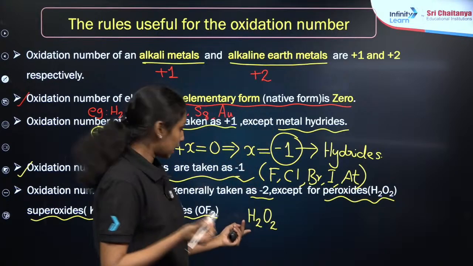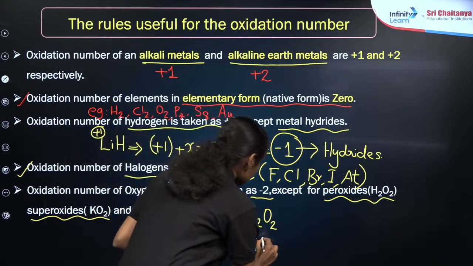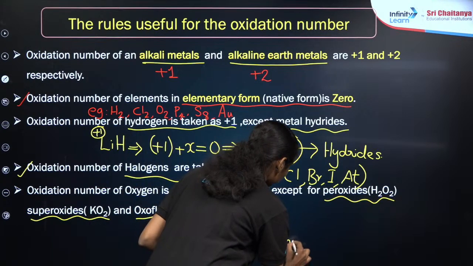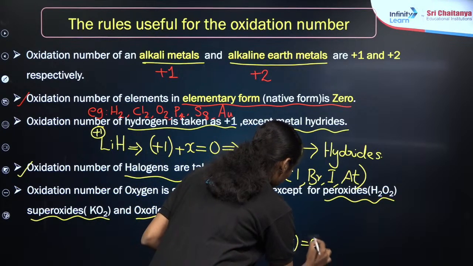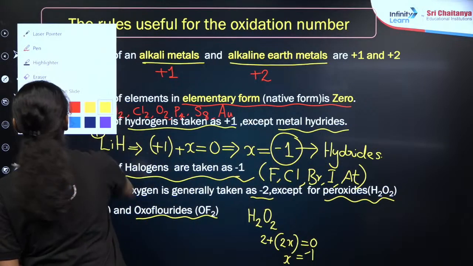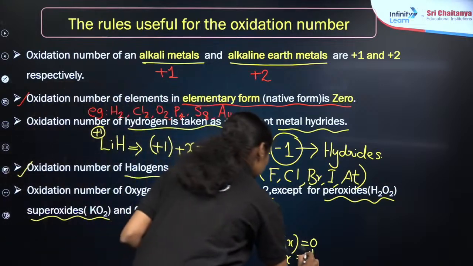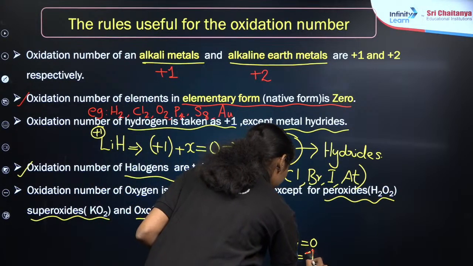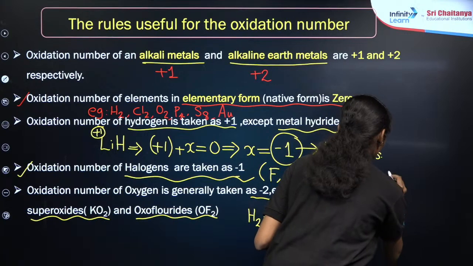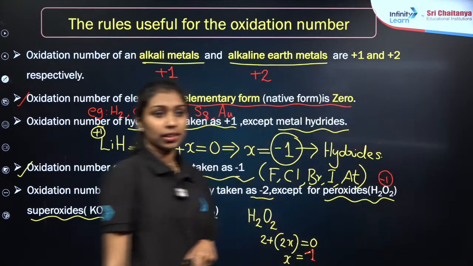We know the oxidation state of hydrogen is plus 1, which means 2 plus 2x is equal to 0, or x is equal to minus 1, right? In the case of peroxides, the oxidation state of oxygen is always minus 1.